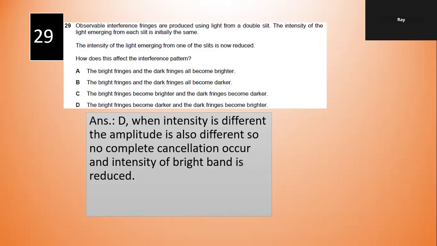Not completely constructive, not completely destructive interference, because the amplitude is different. You will still see some intensity, because the amplitude doesn't cancel off for destructive interference. Okay, happy. The bright fringes become darker and the dark fringes become brighter. Intensity is lower. Dark fringes become brighter because there is no more cancellation.